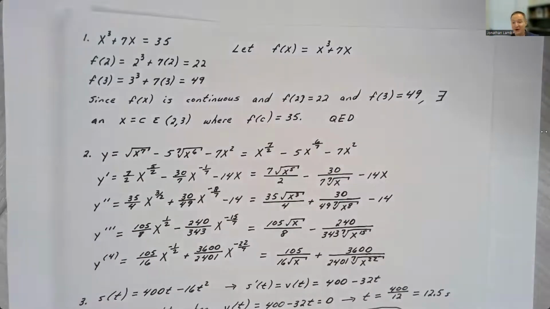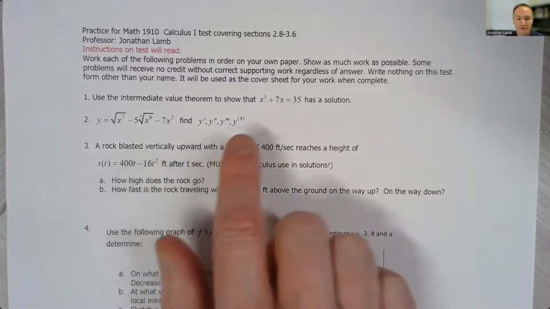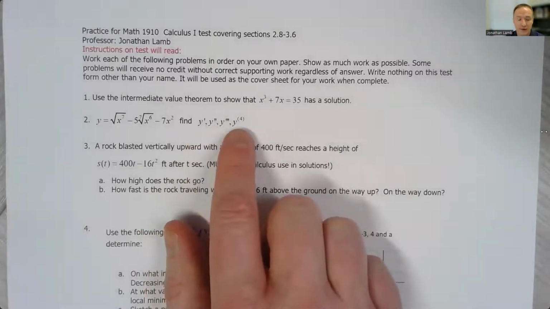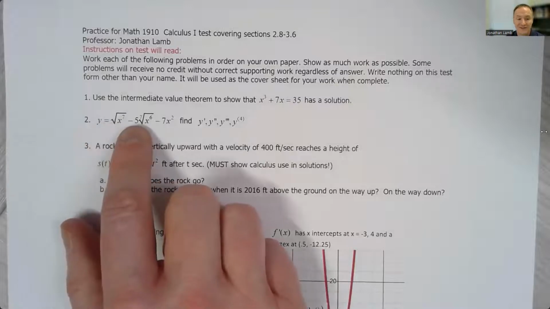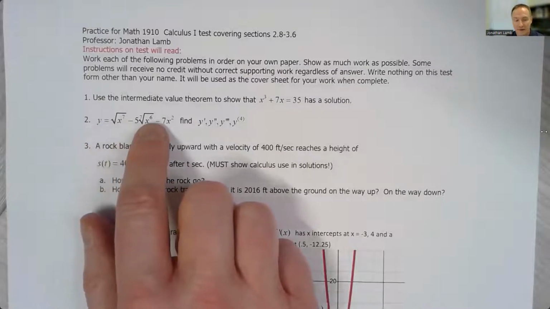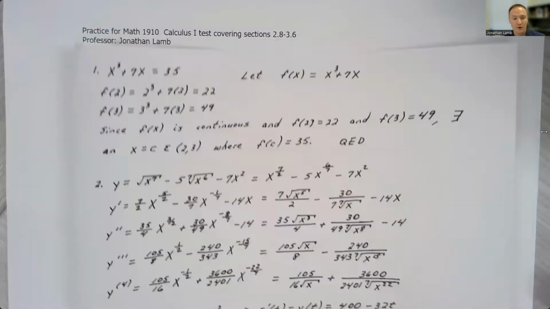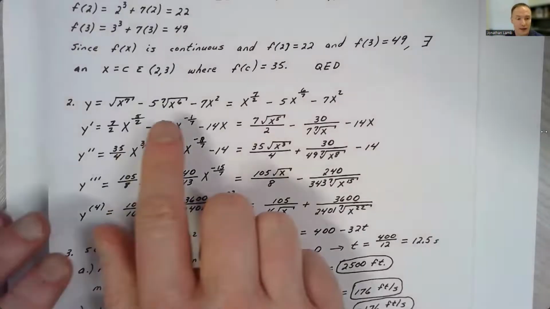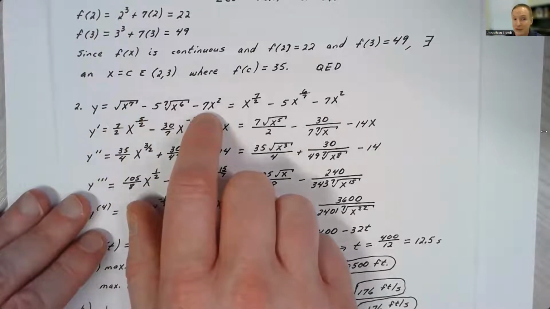Now, for our next problem, it may be the longest problem on the test. I'm asking you to find the first 4 derivatives of the square root of x to the 7th minus 5 times the 7th root of x to the 6th minus 7x squared. Okay, so you'll see, of course, I went ahead and wrote down the problem here. This is my function. The first step, crucial.